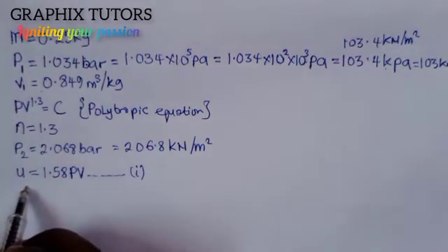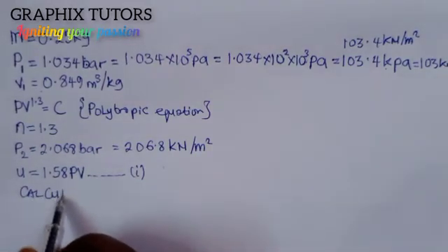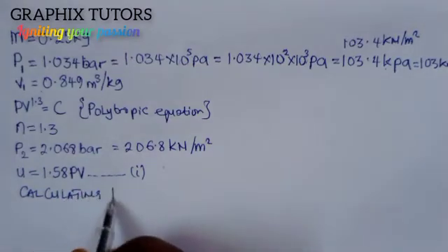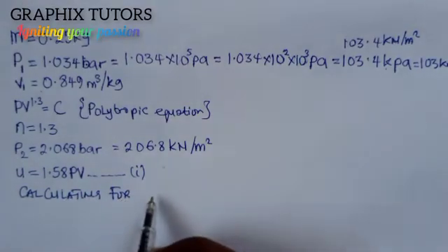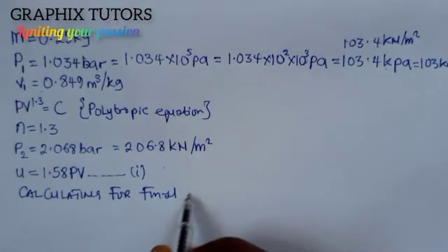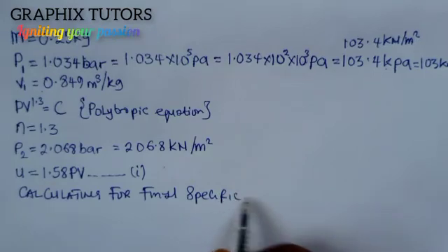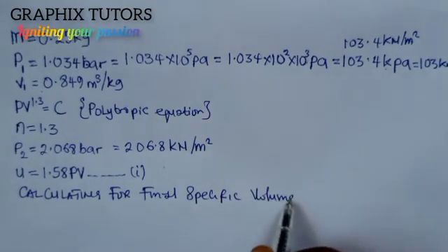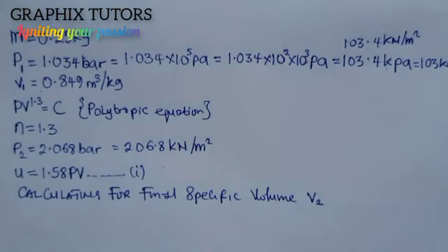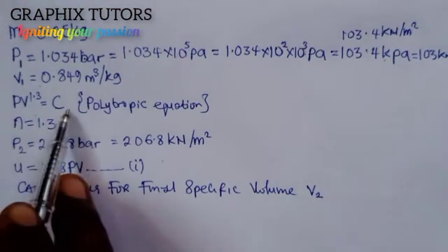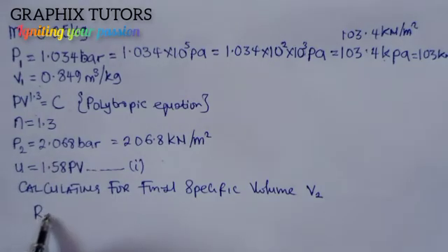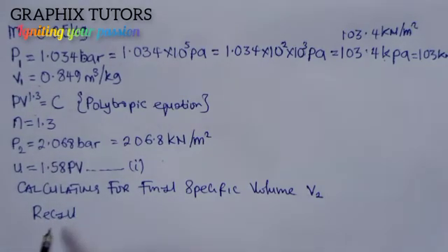So what we'll do is calculate the final specific volume, which is small v2 or V2. From our polytropic equation, recall that P1 V1 is equal to P2 V2, right? So here we have the power 1.3, and here we have 1.3.